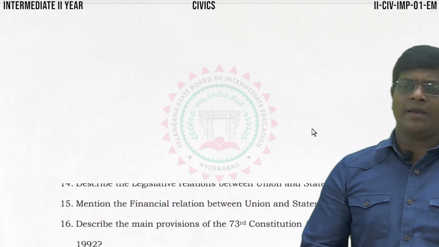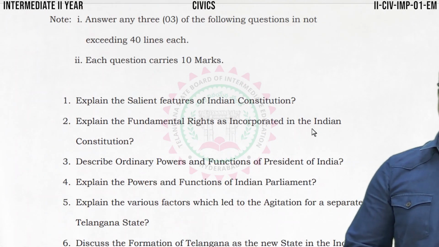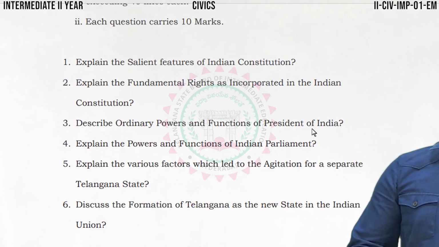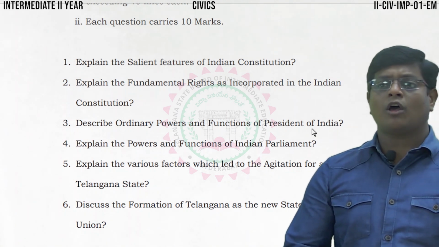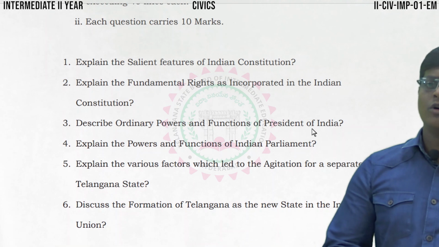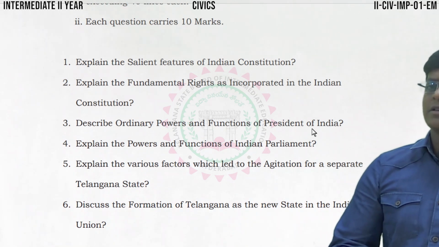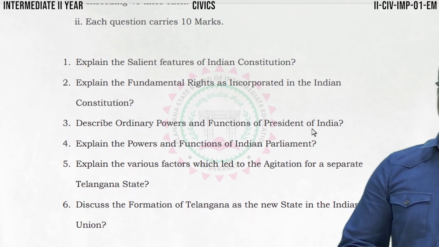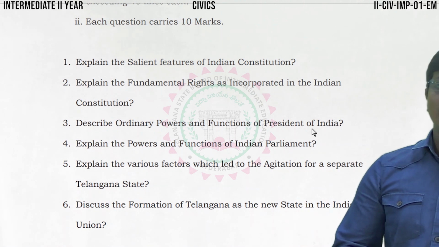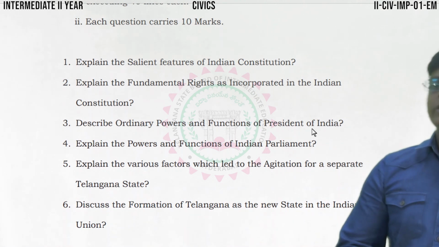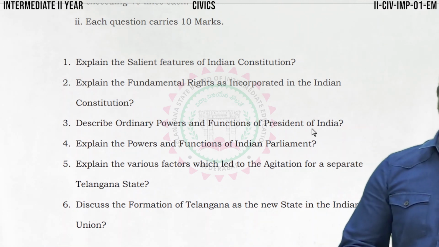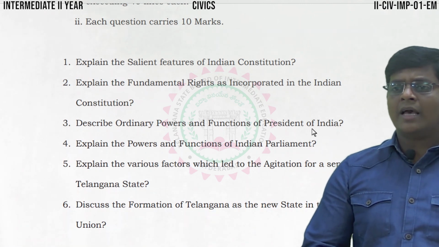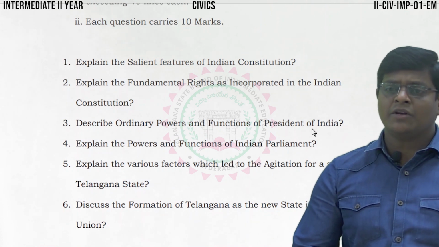So go to section A. Listen, 10 marks questions. Explain the salient features of the Indian Constitution. The second one, explain the fundamental rights as incorporated in the Indian Constitution. Third, describe the ordinary powers and functions of the President of India. Fourth, explain the powers and functions of the Indian Parliament. Fifth, explain the various factors which led to the agitation for the separate Telangana state. And sixth, discuss the formation of Telangana as the new state in the Indian Union.